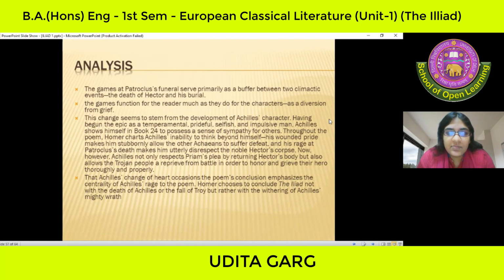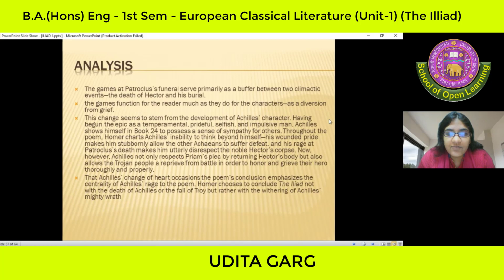So the games at Patroclus' funeral serve primarily as a buffer between two climactic events, which is the death of Hector and his burial. Right? So this is the significance of the funeral games, that they are like an interlude, a buffer between two events that are really important, events of climax. One is the death of Hector, and the second is the burial. So the games function for the reader as much as they do for the characters as a diversion from grief.